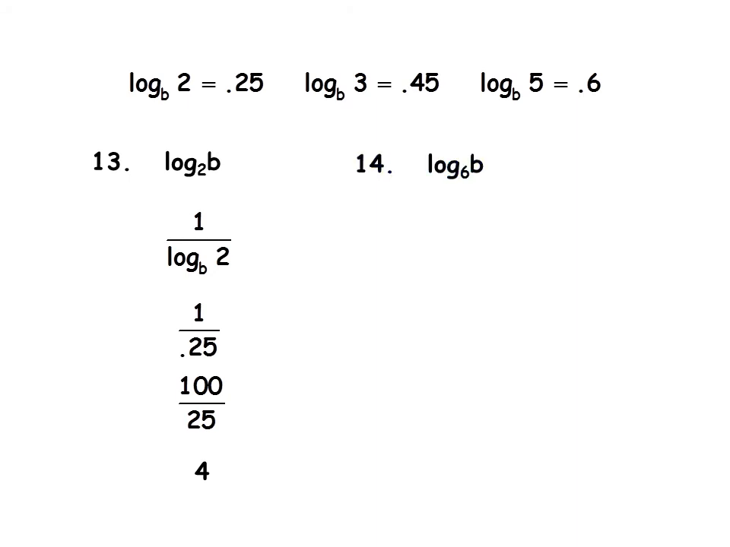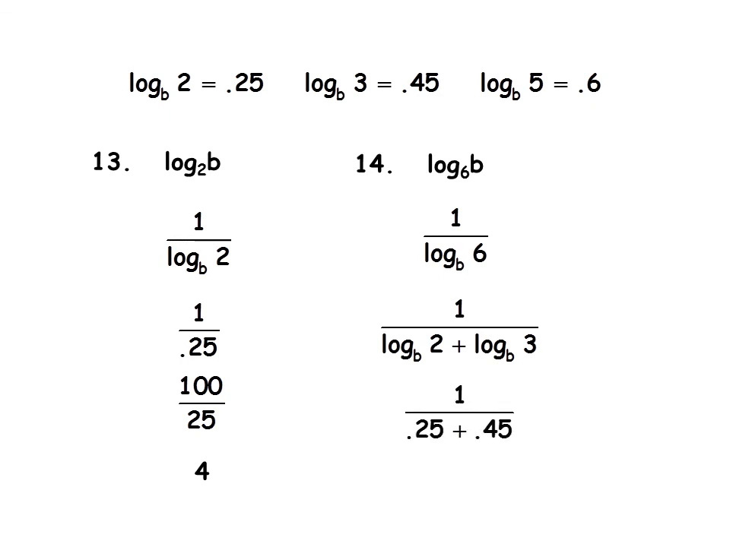Go ahead and try the log 6 of b and see how you do on that one. Again, we can write it as 1 over the log b of 6. This one, 6 is not prime, so I have to write it as the log b of 2 plus the log b of 3, which is 1 over 0.25 plus 0.45, which is 1 over 0.7. Multiply through by 10, reduce if you can. But this is already reduced.